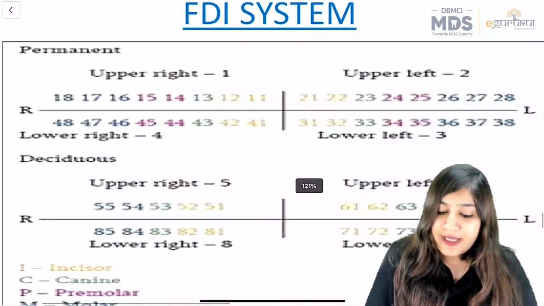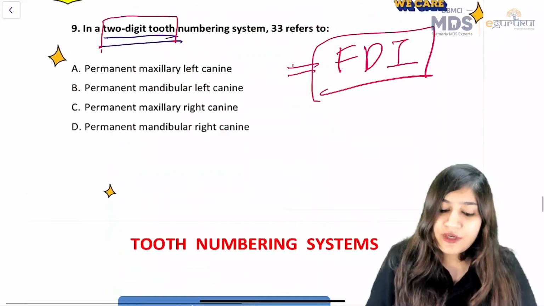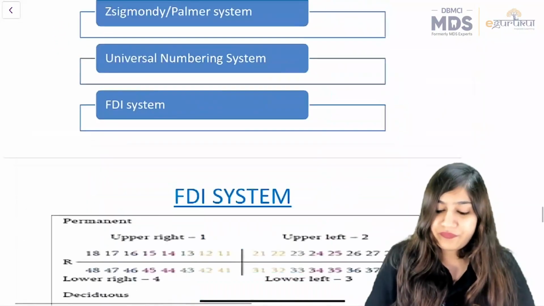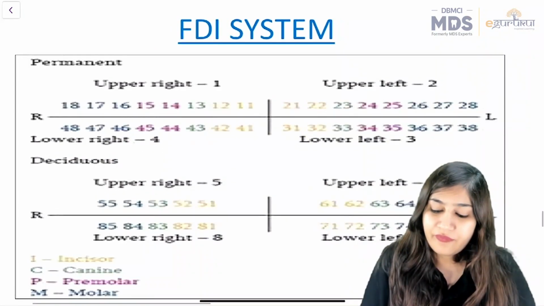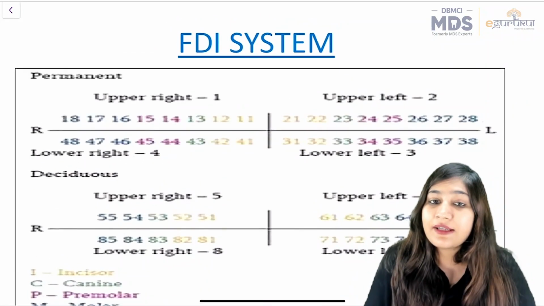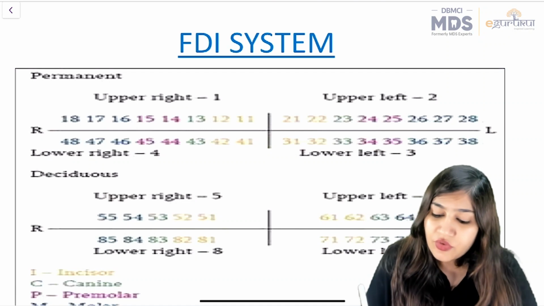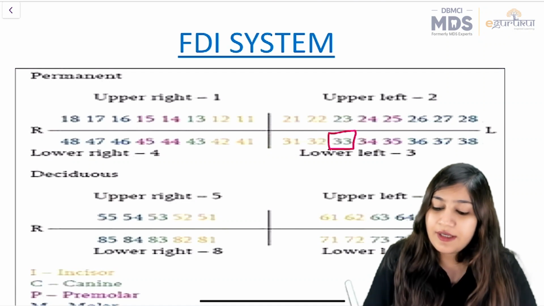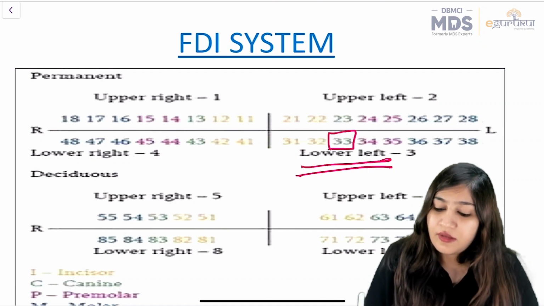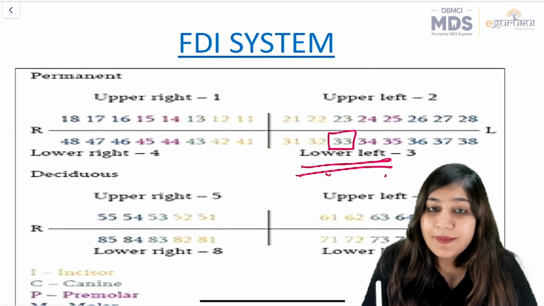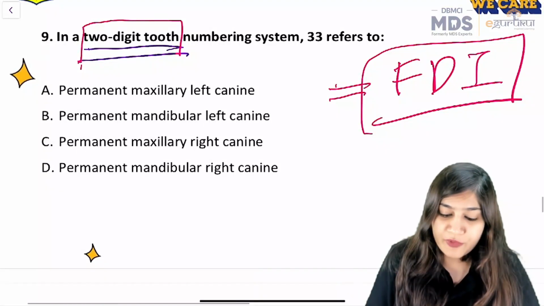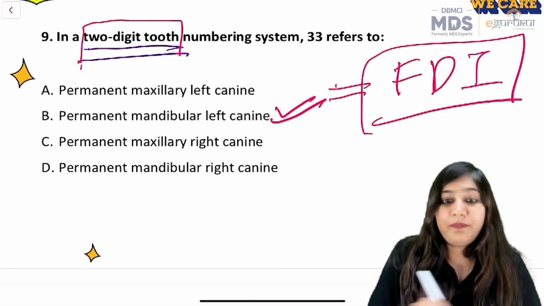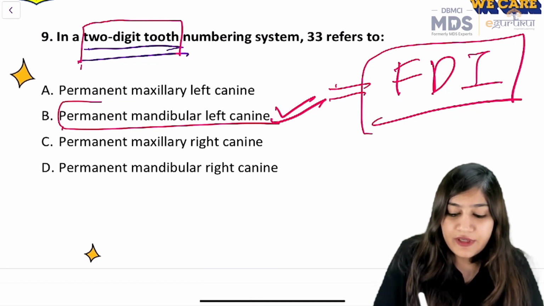This is our FDI system. And what is our question? 3. In FDI system, they are saying it is a two-digit system. So here we can see 3. It is mainly left quadrant and mandibular. So mandibular left canine is our correct option.